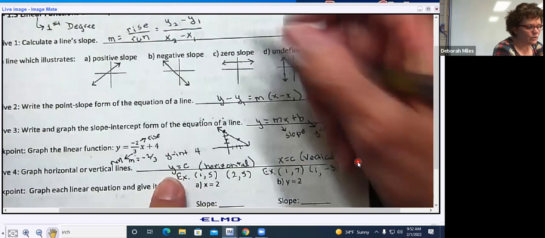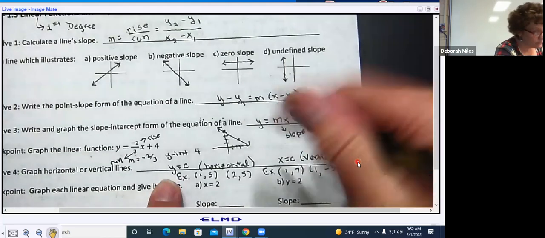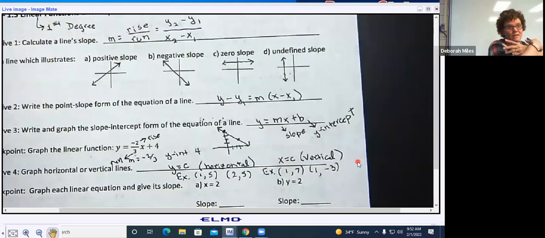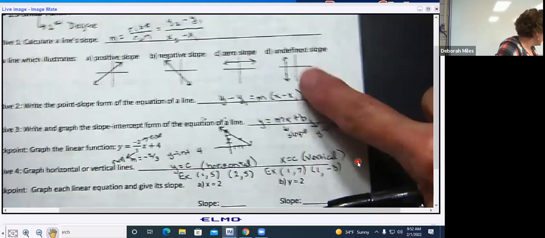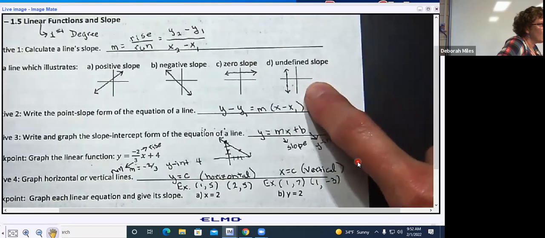This is a function. It would pass the vertical line test. This is not a function. You put one vertical line right on top of it, and all of the points on that line have the same x but different y's.